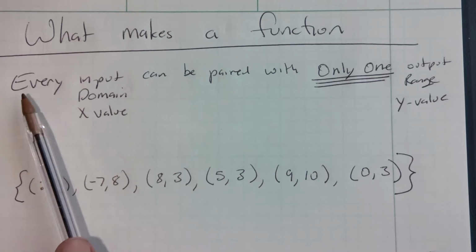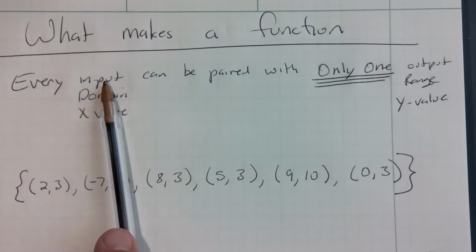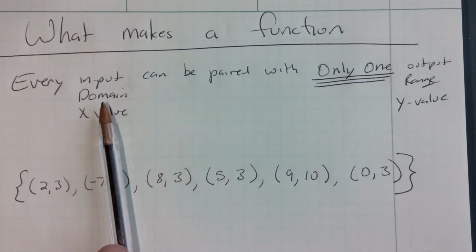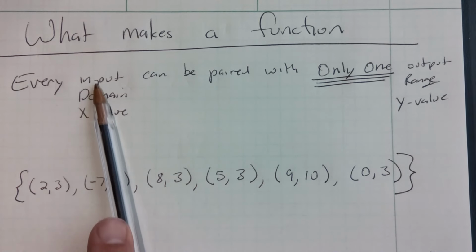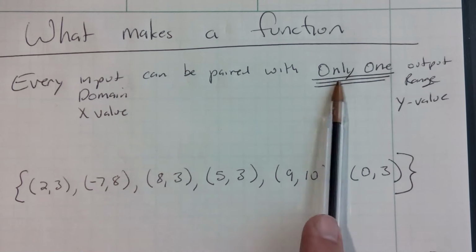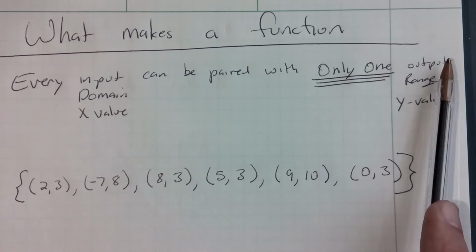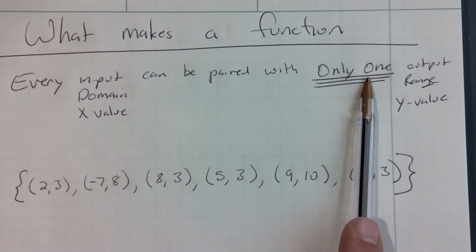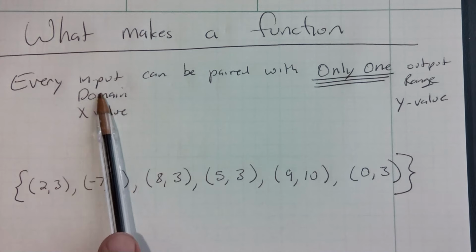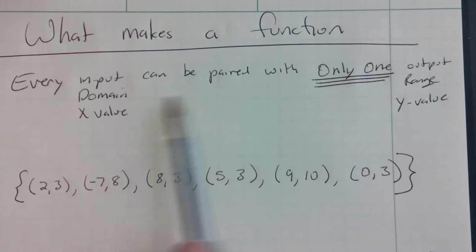And that rule is this: every input, or domain value, or X value, can be paired with only one output, range, or Y value. Remember, only one. I don't care about the Y's so much. I just care that each X is paired with only one Y.